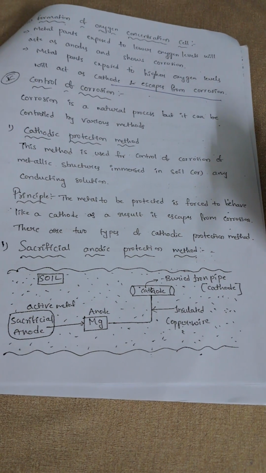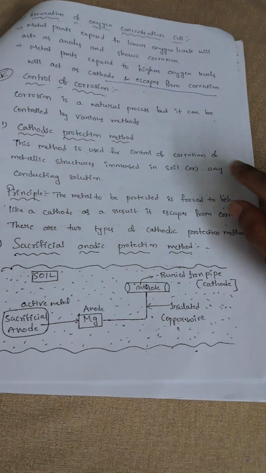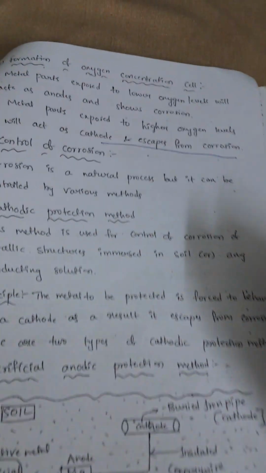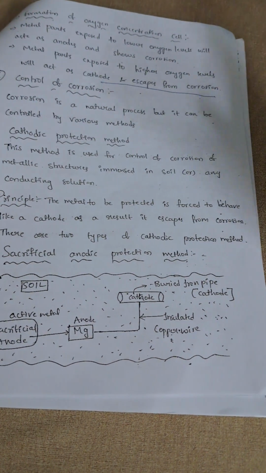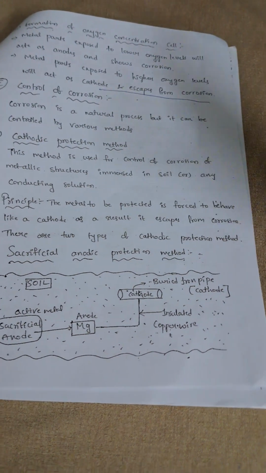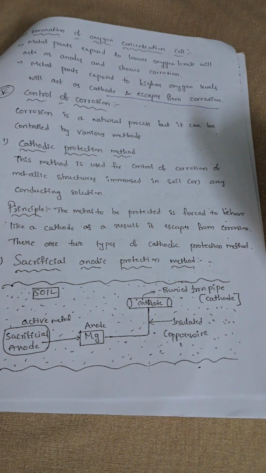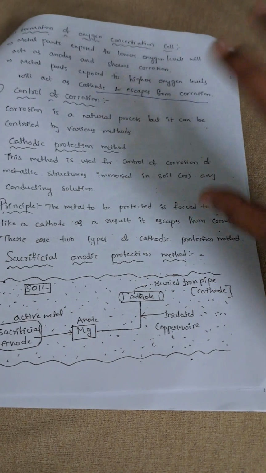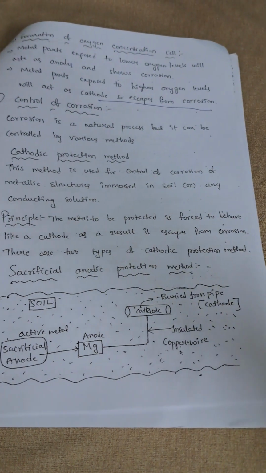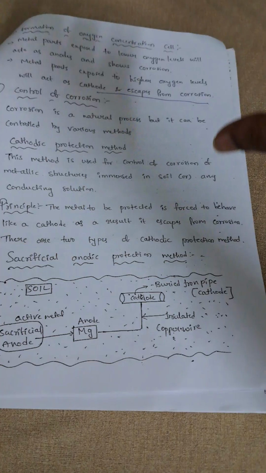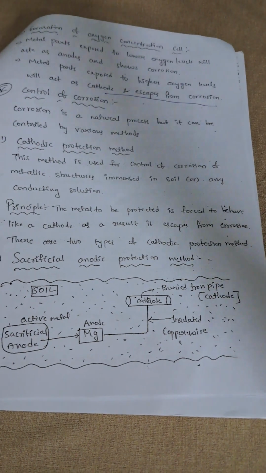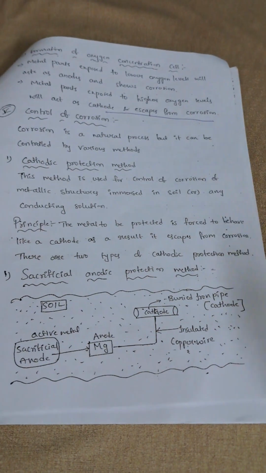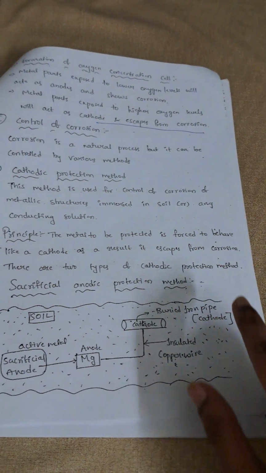Cathodic protection method means the method used for control of corrosion of metallic structures immersed in soil or any conducting solution. Means the metal which has to be protected, you have to bury in soil. That's the method. The principle is that the metal to be protected is forced to behave like a cathode, and we all know that a cathode does not undergo corrosion. So when the metal acts as cathode, it escapes from corrosion.